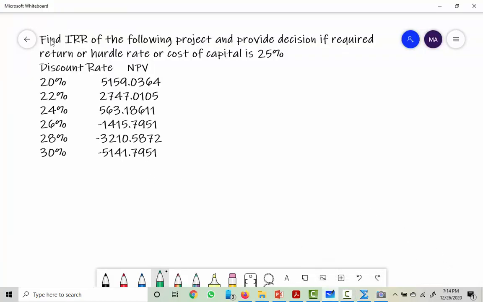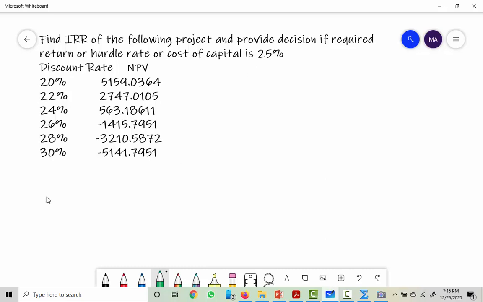Right, so now let us solve this question. What we have in this question: find IRR of the following project. We need to find out the internal rate of return of the following project, and we need to provide a decision if the required return or hurdle rate or cost of capital is 25%. Sometimes it may be called required return, or sometimes hurdle rate or cost of capital. It may have different names, right? So basically we need to find the IRR and evaluate the project where the required rate of return is 25%, right?